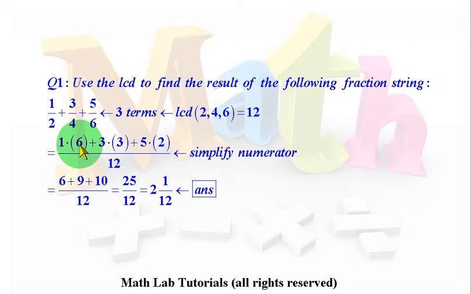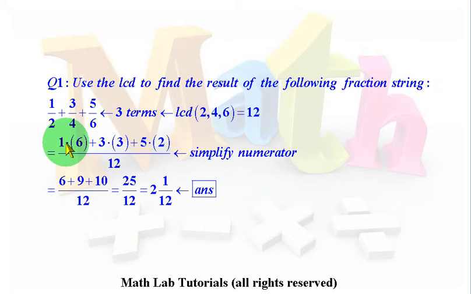The easiest way to fill in the bins is to do LCD divided by each denominator. We get 12 divided by 2 is 6, fill in the bin. 12 divided by 4 is 3, fill in the bin. 12 divided by 6 is 2, fill in the bin. Now all those empty bins are full. When we look at the numerator now, it is essentially a string of 3 terms, and all we have to do is evaluate each term and add up each term in the string.